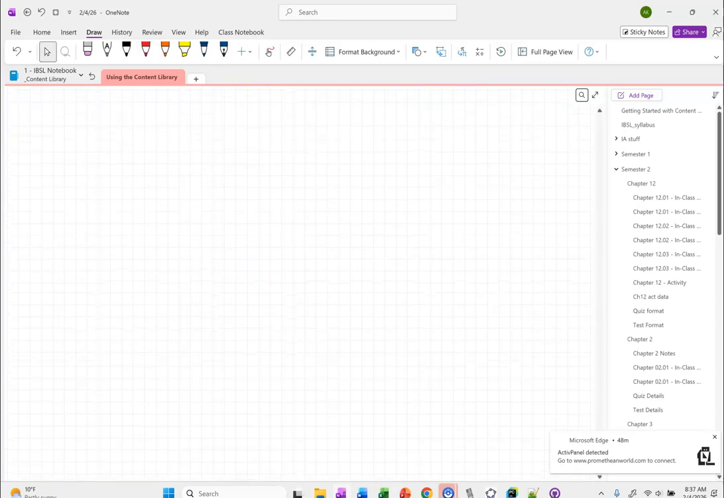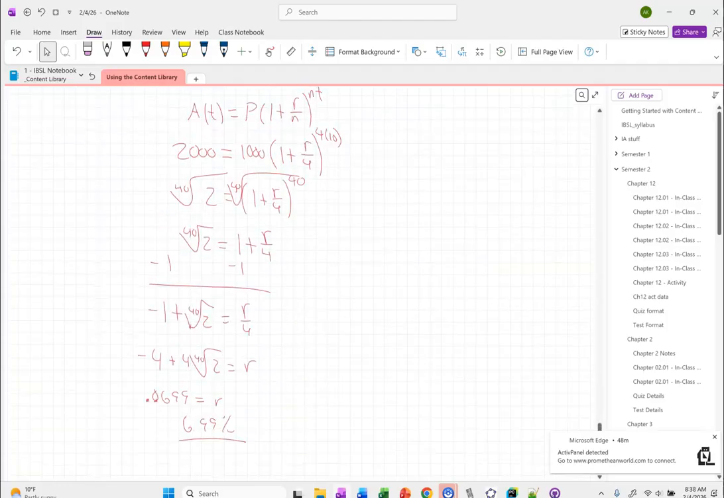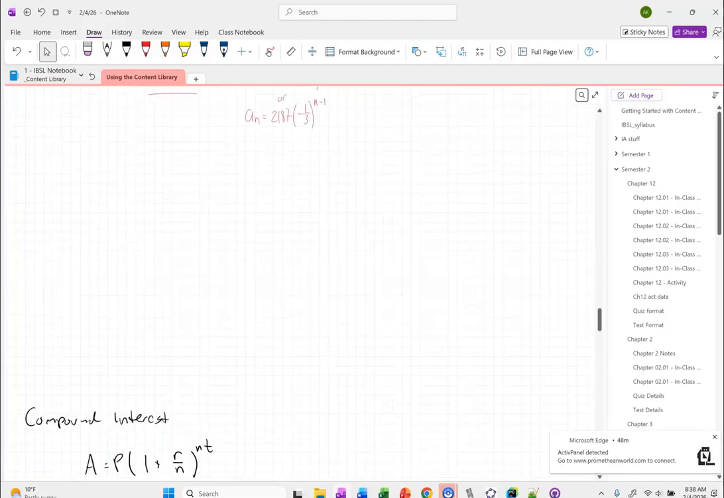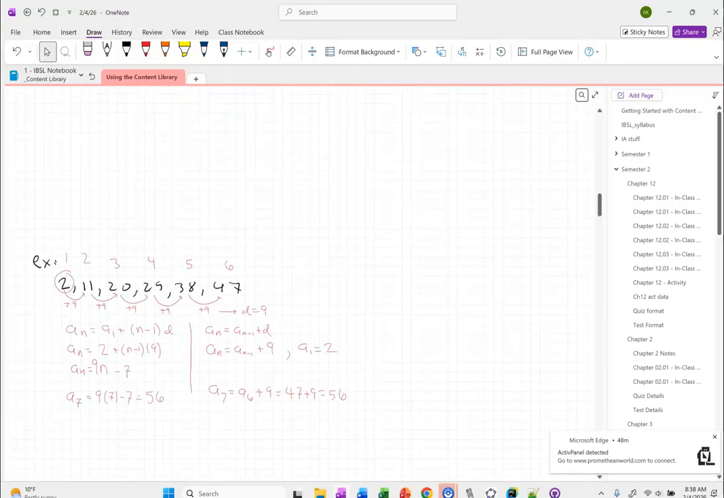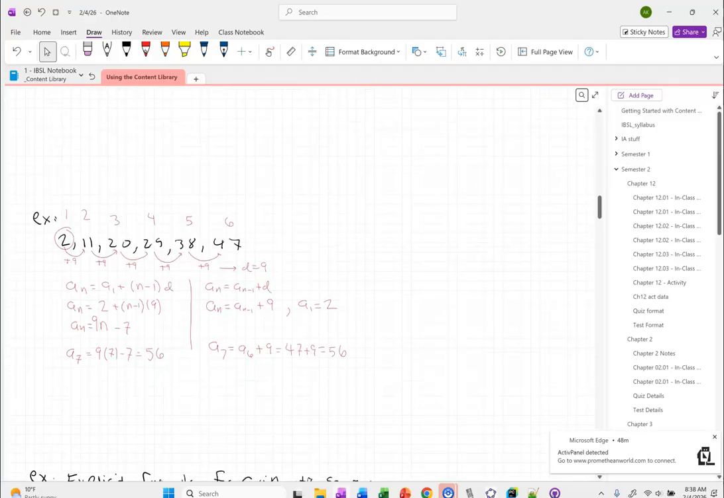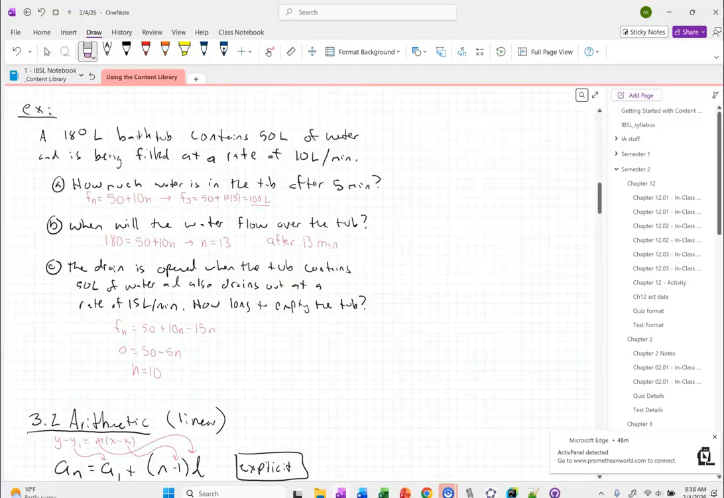Okay, do I have anything else on here? That looks like everything. I want to take a moment here and show you some calculator pieces that can be super helpful.